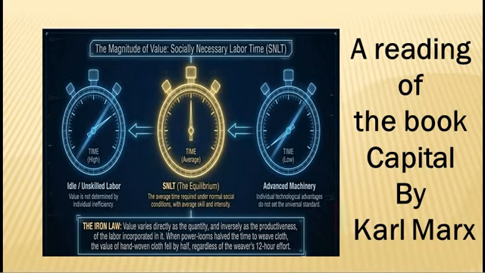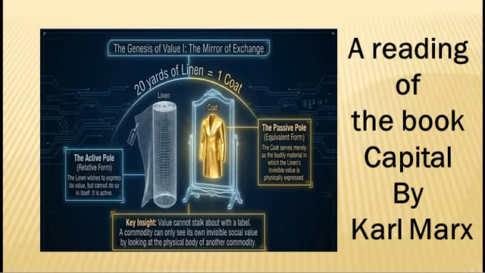This means value is determined by the average time required by society under normal conditions, using average skill and typical technology. The market doesn't care if you're unskillful, it only cares about the social average. What's really fascinating here is how technology violently disrupts this average. Marx outlines factors that change how productive labor is, things like science, technology, and nature.